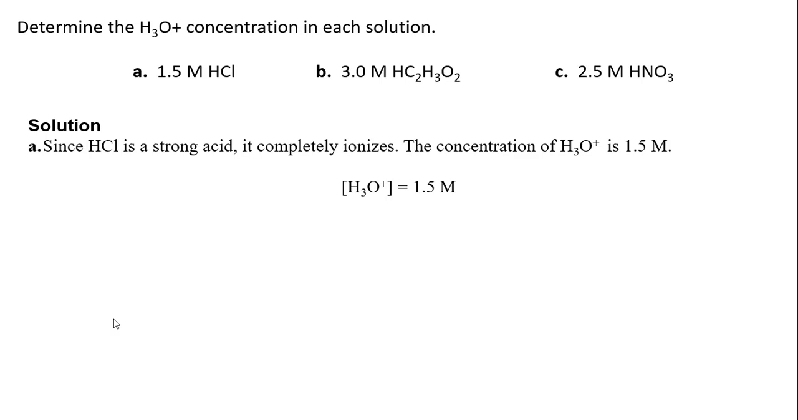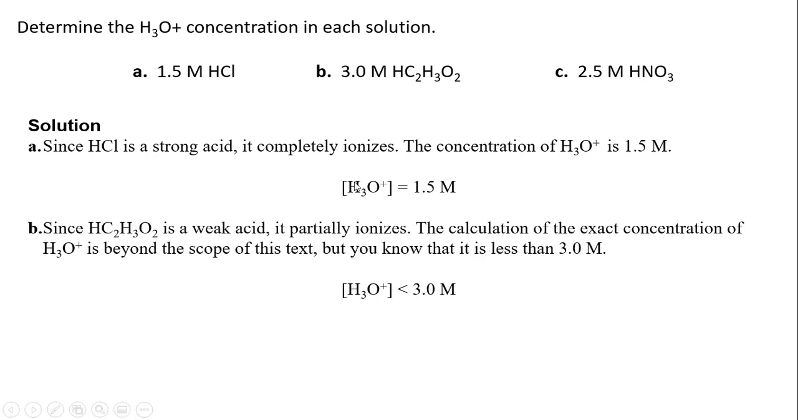Extra slide. Okay, since HCl is a strong acid, it completely ionizes. Remember those bars that are equal? So that means that the concentration of hydronium ions is 1.5 molar. And these brackets mean concentration. So anything written in there means that you're looking for the molar concentration of whatever that is. So the molar concentration of hydronium ions is 1.5 molar, which matches the molar concentration of hydrochloric acid.